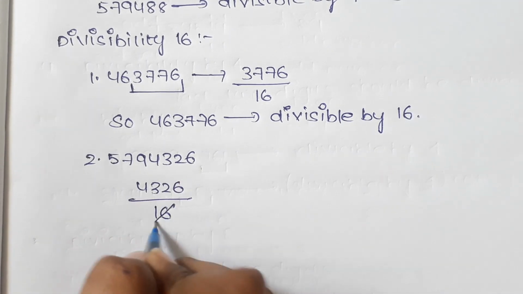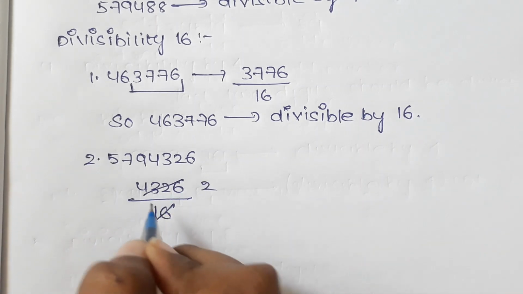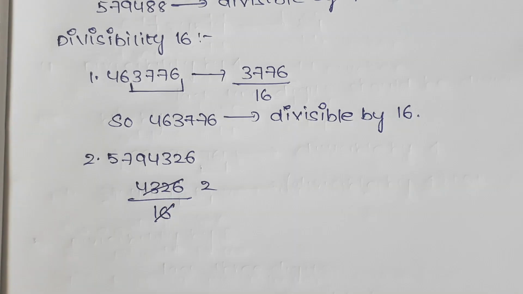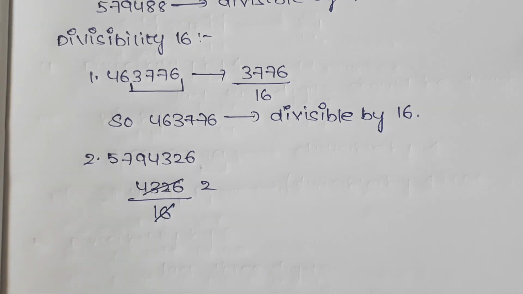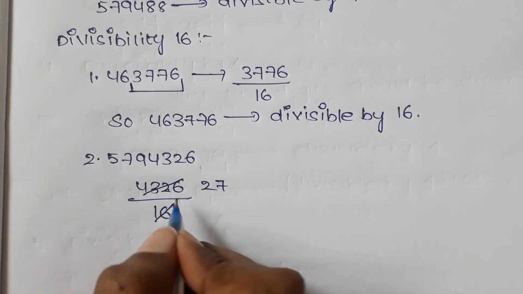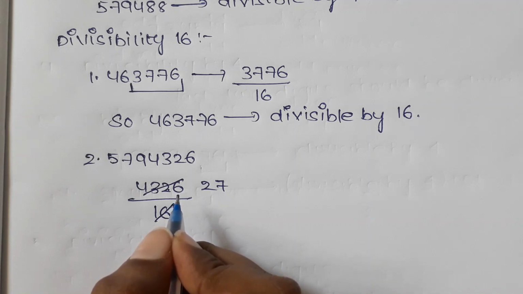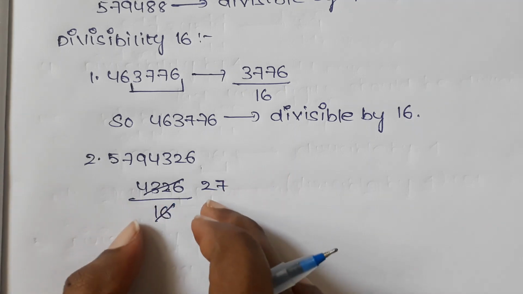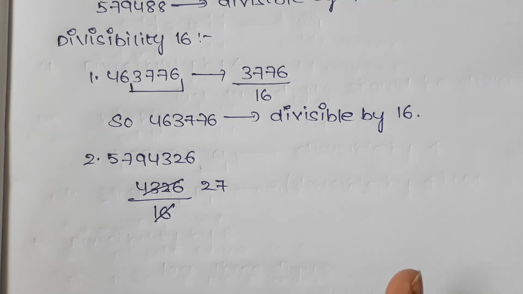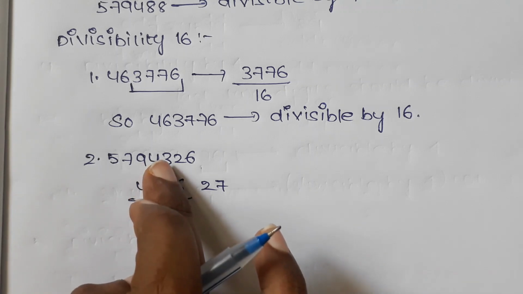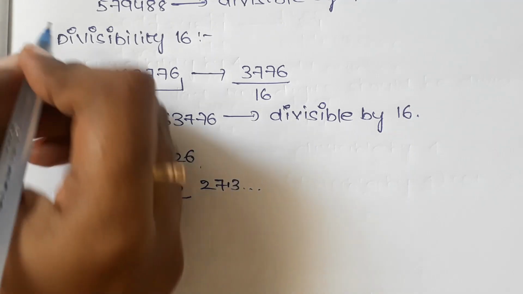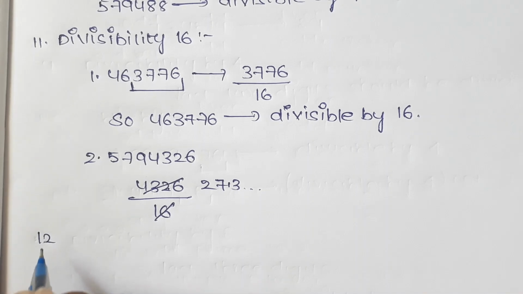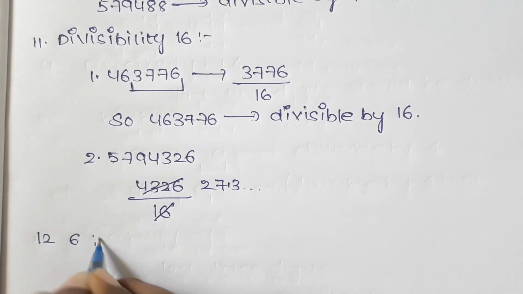Let us check that. 16 2s are 32. 11 is the remainder and then 2, that is 112. And 16 7s are 112, we have. And again 6 is here and 6 is not divisible by 16. So here the last 4 digits are not divisible by 16. So the given number is also not divisible by 16. And now let us see the divisibility of 6, 12 and so on.